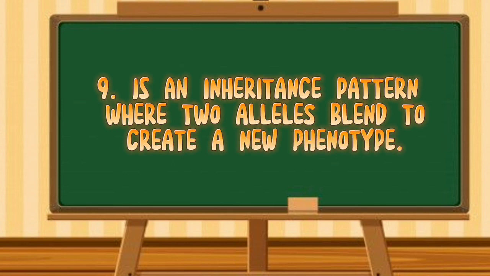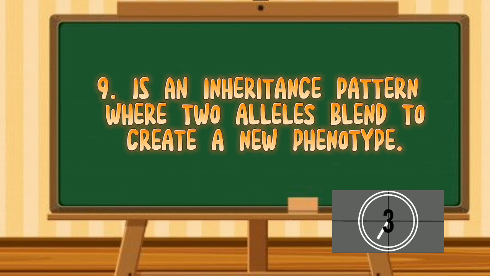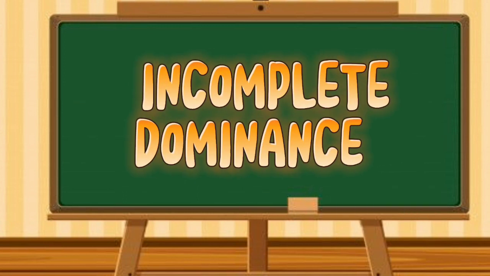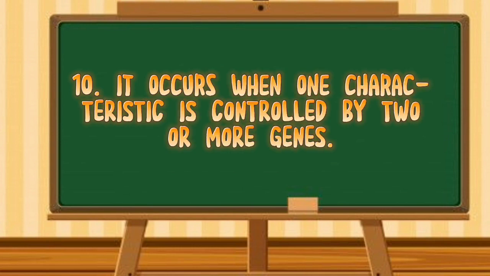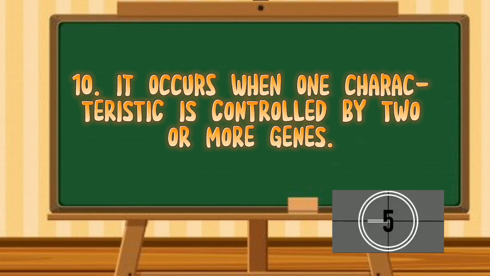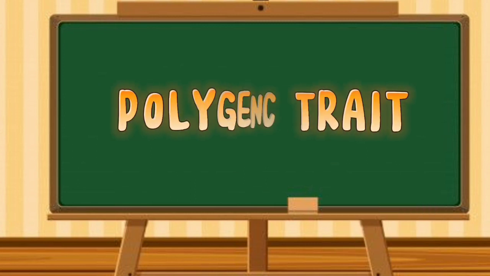9. It is an inheritance pattern where two alleles blend to create a new phenotype. The answer is incomplete dominance. 10. It occurs when one characteristic is controlled by two or more genes. The answer is polygenic trait. Alright, we now understand the important terms in this discussion.